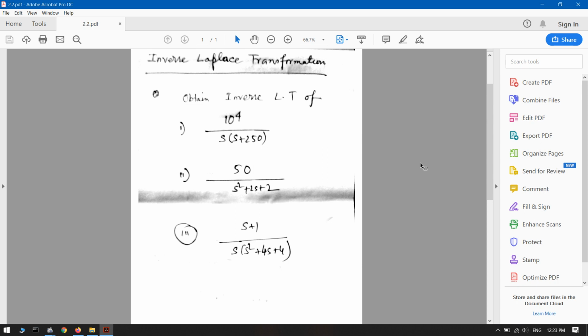Have you calculated the value of A and B? Very simple calculation. So 50 by s square plus 2s plus 2 equals a by s plus 1 plus j plus b by s plus 1 minus j. Now you have to calculate the value of the coefficients A and B. A will be equal to 50 by s plus 1 minus j, where s is equal to minus 1 minus j. If you do the calculation, what are you getting?